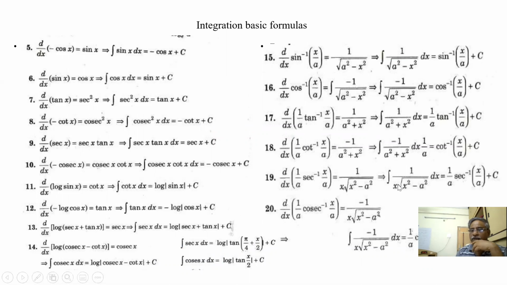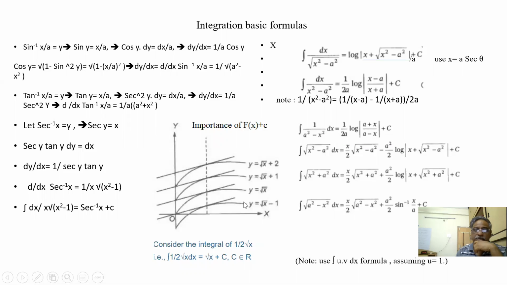Integration of 1 by x root of x square minus a square is equal to 1 by a secant inverse x by a. Here a I am taking as 1. So secant inverse x plus c. In this example, we have taken a as 1. Otherwise, I have to put secant inverse x by a.